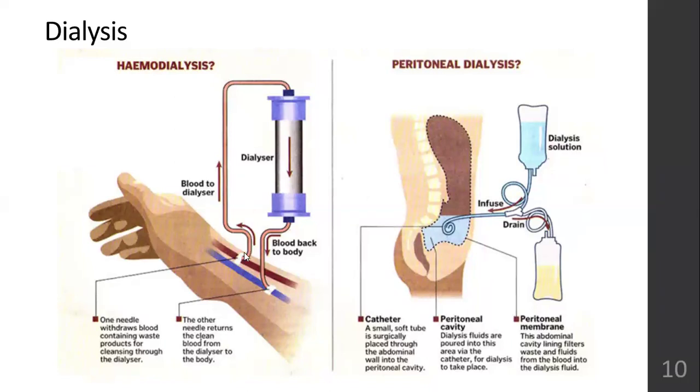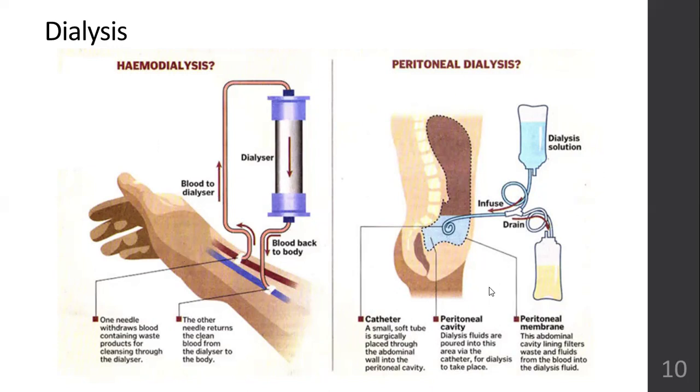So blood will be drawn, and it is a continuous process of dialyzing, filtering the blood out, and the filtered blood will be put back into the body. So this is the hemodialysis process. One needle will draw the blood that contains waste products, that is the arterial blood, and it will go through the dialyzer. The other needle will return the clean blood from the dialyzer to the body. That is the process of hemodialysis.